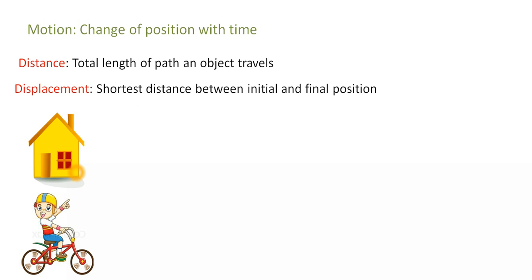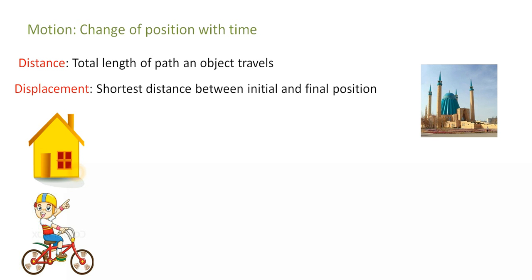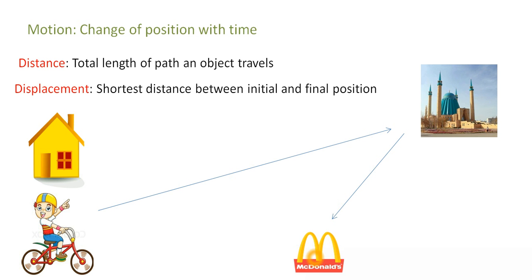Say he starts cycling and goes from his home. Suppose he goes to the masjid, to the mosque. Then he comes to this McDonald's. So now, what was the change in position of the boy? As you know, the boy was changing his position, first from home, say point A. He reaches the mosque, say point B, and then from the mosque he reaches McDonald's, say point C.